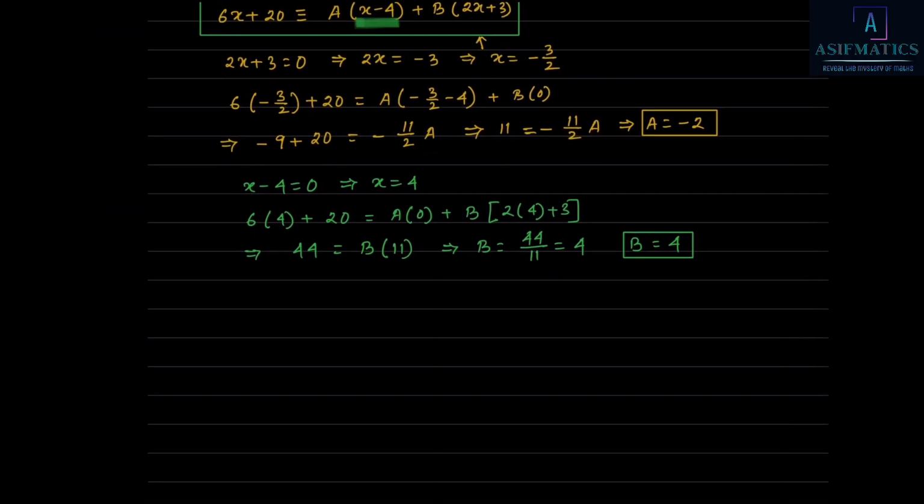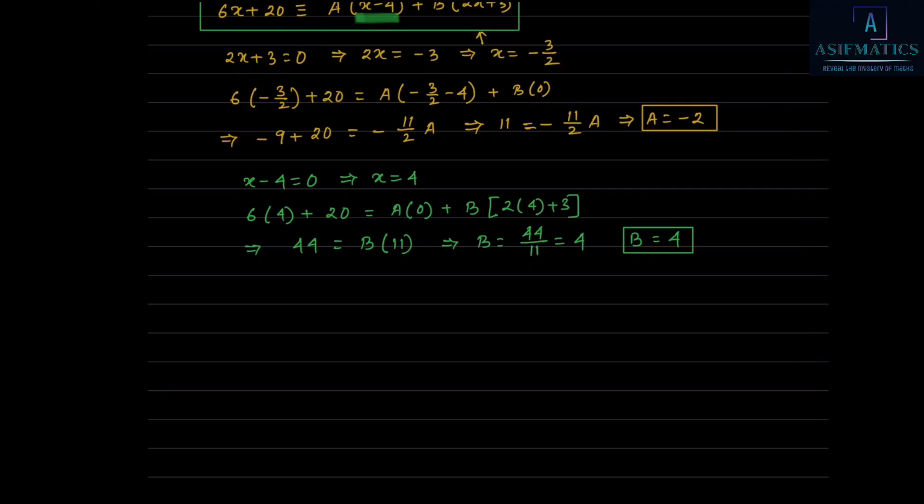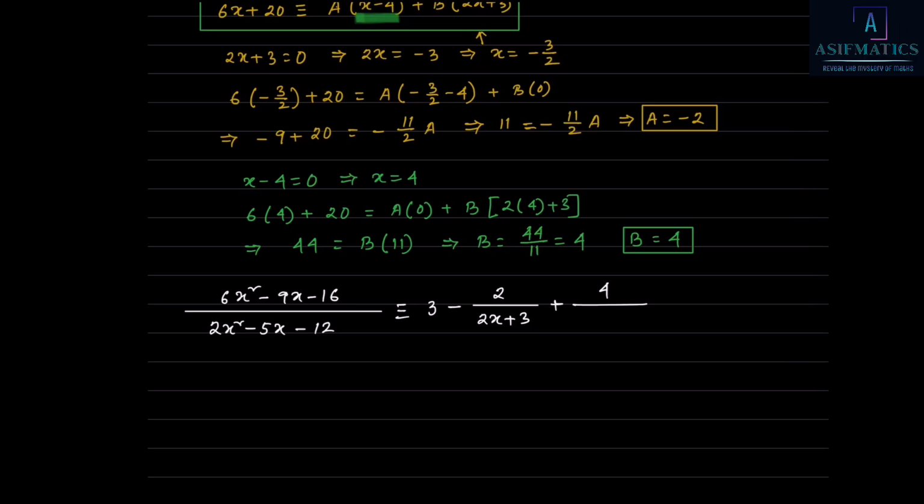So finally, what we can write for our partial fraction is: 6x squared minus 9x minus 16 divided by 2x squared minus 5x minus 12 is identical to 3 plus our a value, which is minus 2, so we can write 3 minus 2 by (2x plus 3), and b value is 4, so plus 4 by (x minus 4). So that is the answer of this partial fraction.